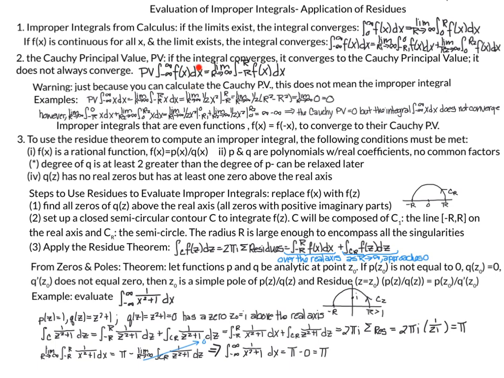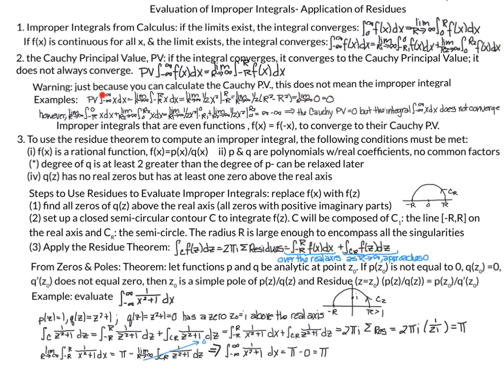And we have this warning. Just because you can calculate the principal value, this does not mean the improper integral converges. An example is if we have the integral from negative infinity to infinity of x dx, then the principal value of this integral is equal to the limit as r approaches infinity of the integral from negative r to r of x dx. Now taking the antiderivative of x, we get 1/2 x squared, and then plugging in our limits of integration r and negative r, we get the limit as r approaches infinity of 1/2 r squared minus 1/2 r squared, which is equal to the limit of 0, which is equal to 0.